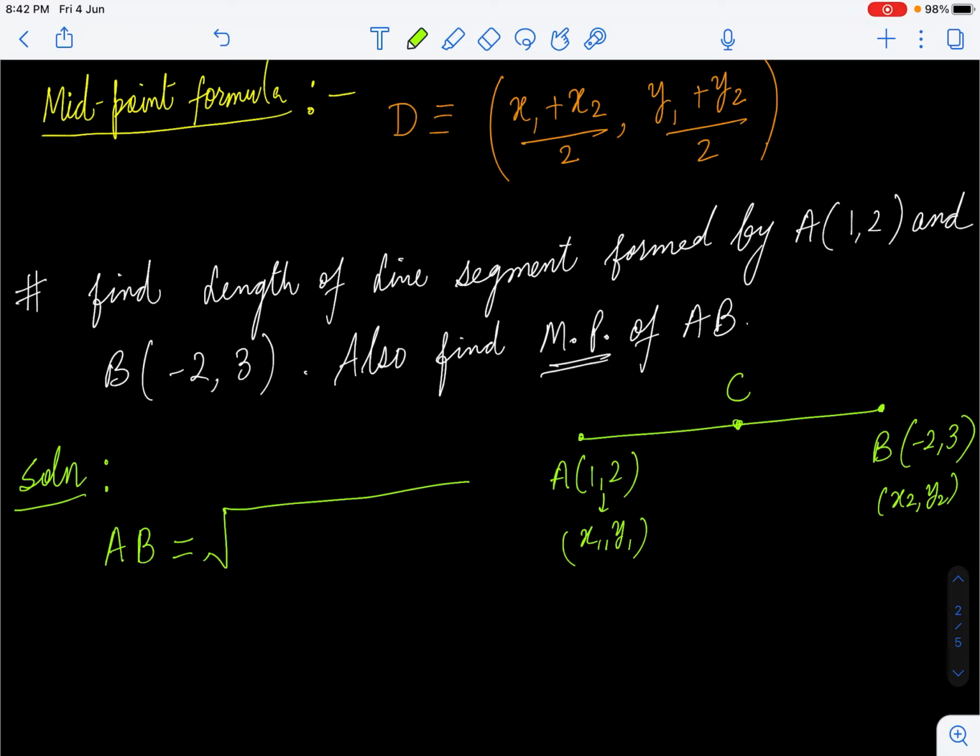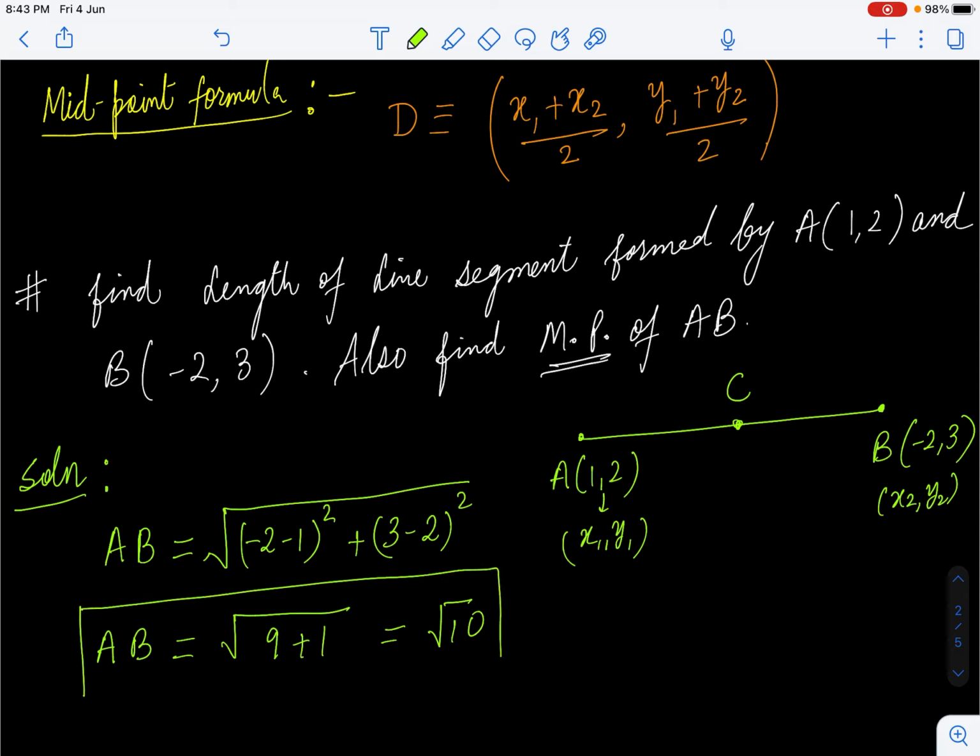It doesn't matter. So let's do x2 minus x1 because we have written that formula, no problem. So minus 2 minus 1 whole squared plus y2 minus y1, so 3 minus 2 whole squared. Let's simplify this and you will get the length of AB. This is nothing but 3 squared, which is 9, plus 1, which is nothing but the square root of 10. So this is our length.